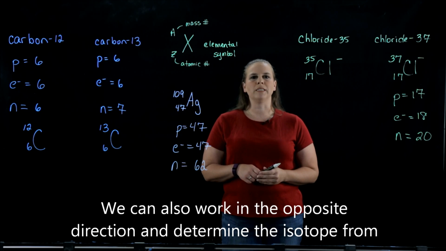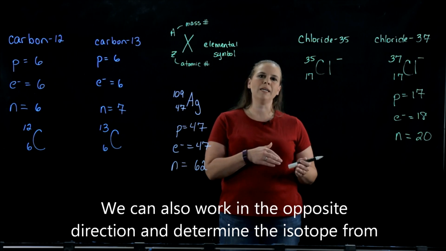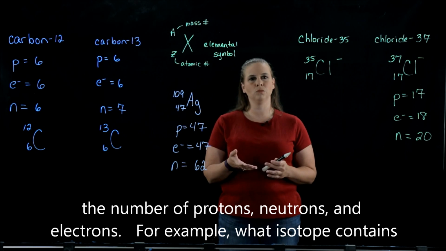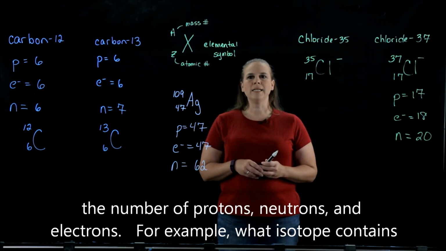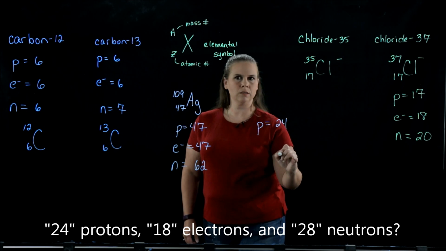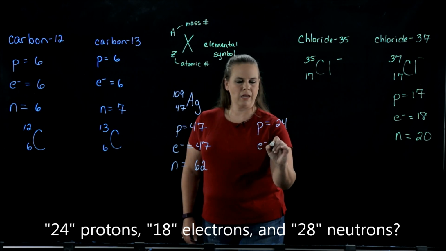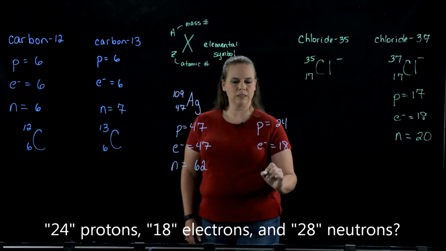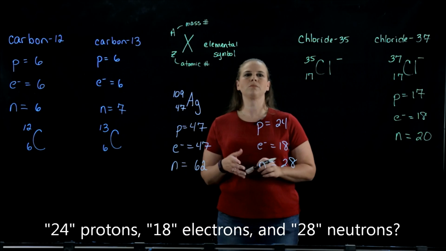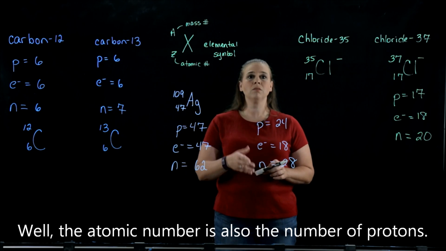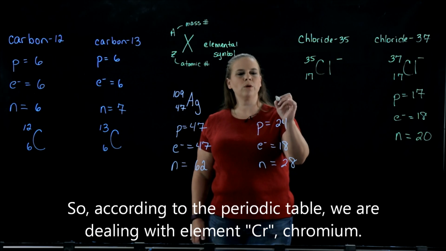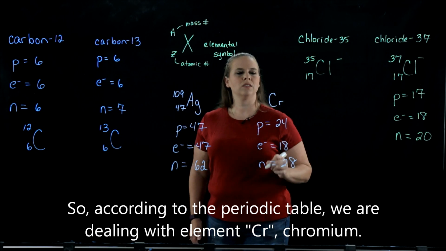We can also work in the opposite direction and determine the isotope from the number of protons, neutrons, and electrons. For example, what isotope contains 24 protons, 18 electrons, and 28 neutrons? Well, the atomic number is also the number of protons. So according to the periodic table, we are dealing with element Cr, chromium.